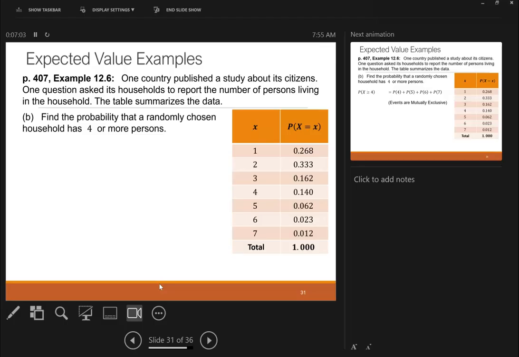I'm pausing here because I'm expecting somebody to try to answer that. Use add up for 4, 5, 6, 7. Great, so the values that the random variable can take is 4 or 5 or 6 or 7. When we say or, what operation are we going to be using? Adding, right? So we're going to take the probability of 4 plus the probability of 5 plus the probability of 6 plus the probability of 7.